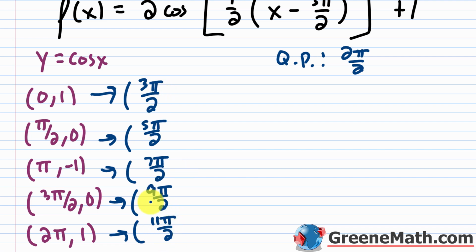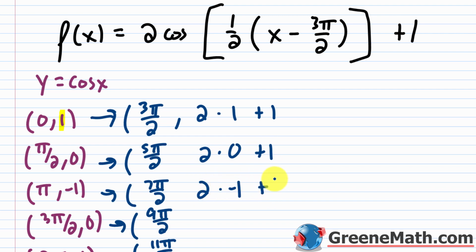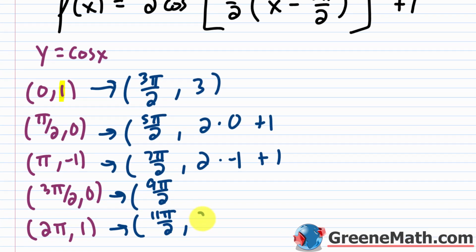So we've got the x values, and now we want the y values. Again, if I plug in a 3 pi over 2 here, 3 pi over 2 minus 3 pi over 2 is 0. 1/2 times 0 is 0. Cosine of 0 is 1. So all I have to do, instead of going through that, is just say, okay, I have that y value there. I'm going to end up multiplying it by 2 and then adding 1. So I'm going to say that this is 2 times 1 plus 1. This is 2 times 0 and then plus 1. This is 2 times negative 1 and then plus 1. So 2 times 1 is 2, plus 1 is 3. So this is going to be 3, and then this down here would be 3 as well.